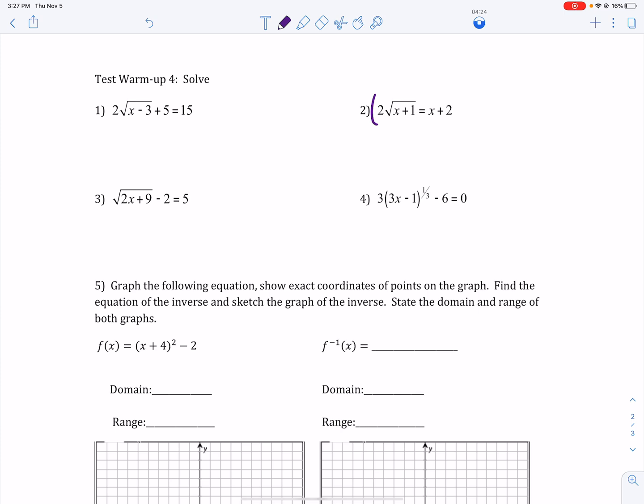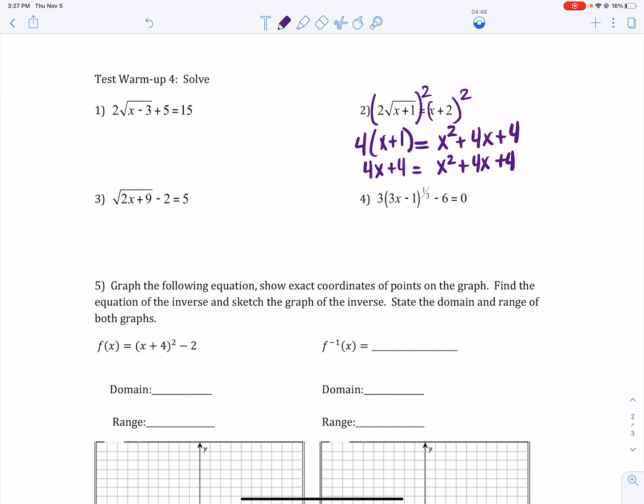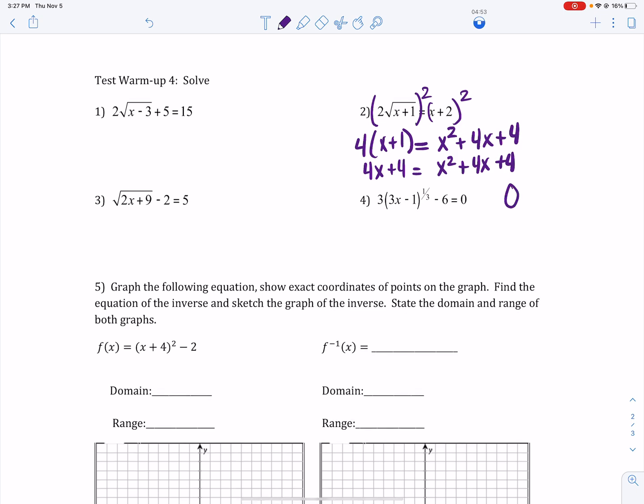Okay, so on the next one, there's a couple ways of doing this one. If you square both sides, which is totally cool, you're squaring that too as well. So you're saying 4 times x plus 1 equals x squared plus 2x, and 2x is 4x plus 4. So I'd have 4x plus 4 equals x squared plus 4x plus 4. Now I need to get everything on one side because it's squared. So I would minus 4x, and I would minus 4, and I end up getting 0 equals x squared, so x would equal 0.